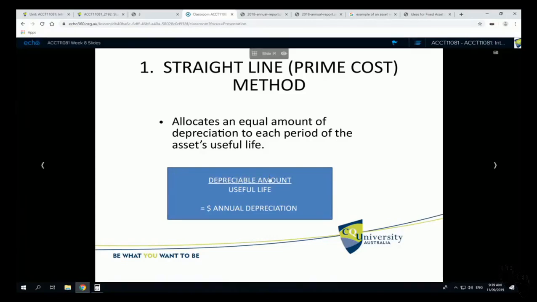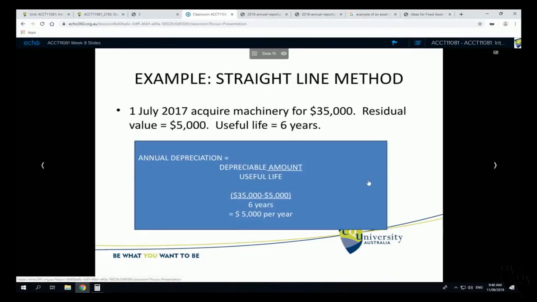So depreciable amount divided by however many years we think we're going to use this particular asset for tells us how much we can depreciate every year, or how much to put into that journal entry. So for example, let's just assume, and here again is another typo, I'm really sorry, this should be all underlined. So where it says depreciable, that should be underlined, because it's dividing. So depreciable amount divided by useful life.